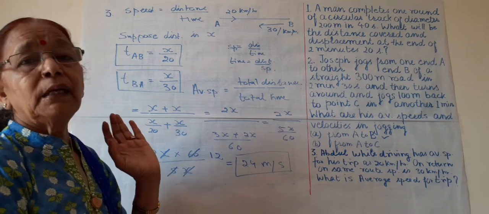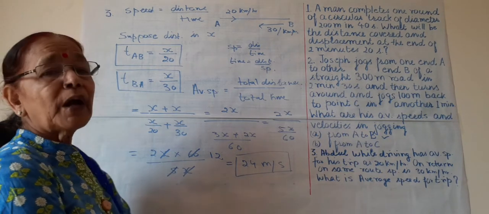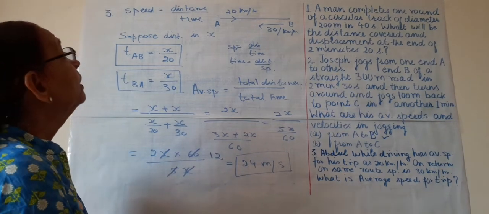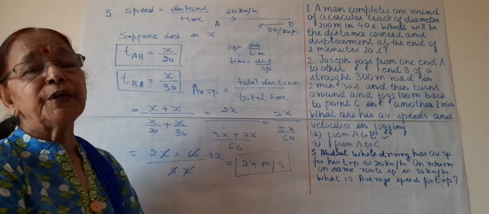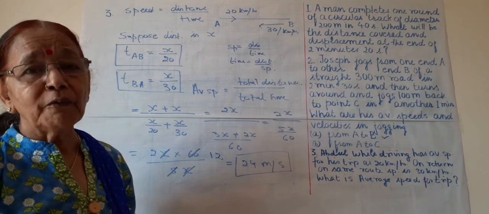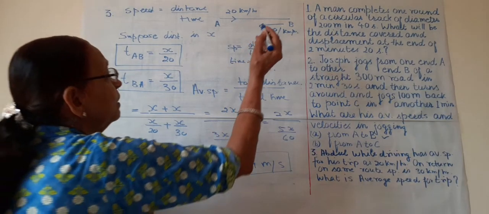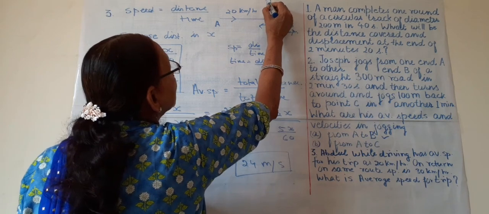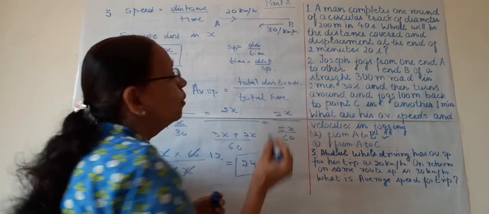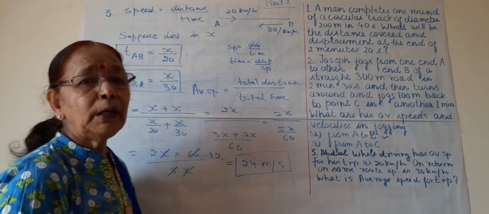So like this we calculate these three numericals. You try more from NCERT and from reference books, and in the next video we will learn about uniform motion, uniform velocity, acceleration and all other things of motion. This is part 2 of motion. This is all. Thank you.